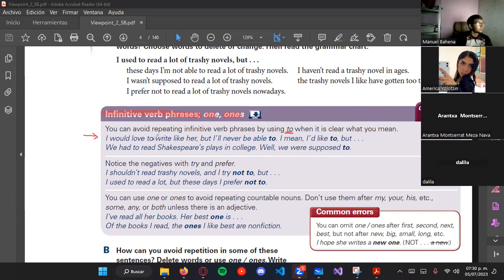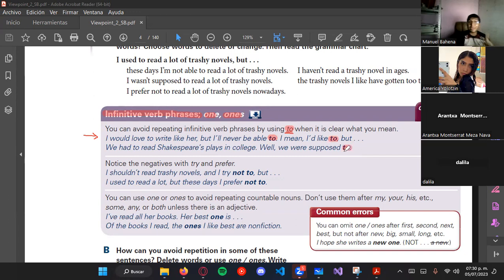I would love to write like her, but I will never be able to. I mean, I'd like to, but we had to read Shakespeare plays in college whether we were supposed to or not. Exactly. Thank you very much, Dalila. Here we can see the perfect example of the usage of the infinitive form of to.